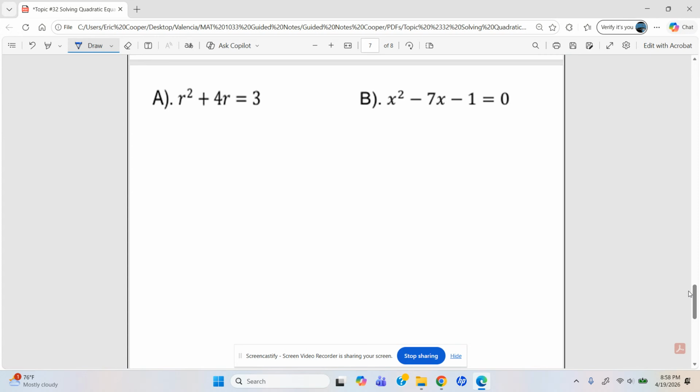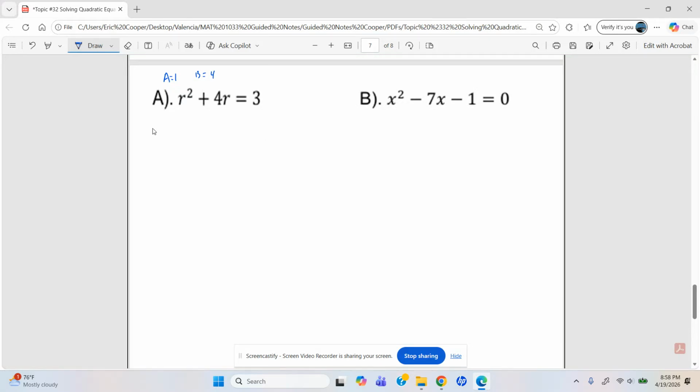Let's show you a couple examples. So on this first one over here, we've already done one of the steps. We have all the variables on the left side, and we have the constant on the right. Because there's no number in front, a is already equal to 1, so we don't need to do anything with it. And b is equal to 4, so this is my b term.